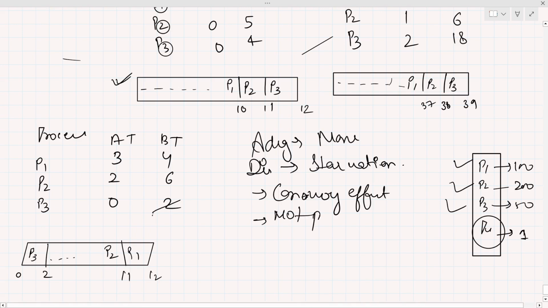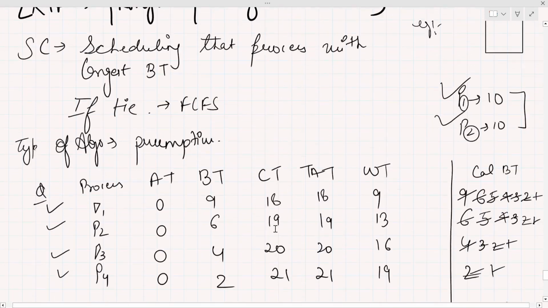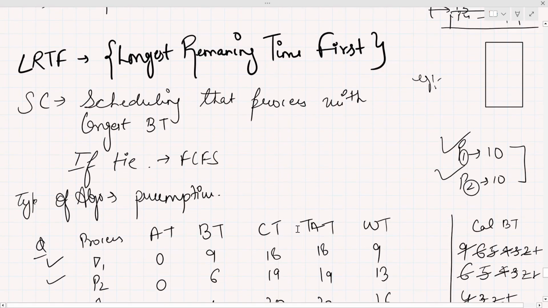No practical implementation. There is no use of this particular algorithm because we don't know the burst time, so definitely we cannot implement this in real life. There is no real life implementation of this scheduling algorithm. So this is LRTF, longest remaining time first.